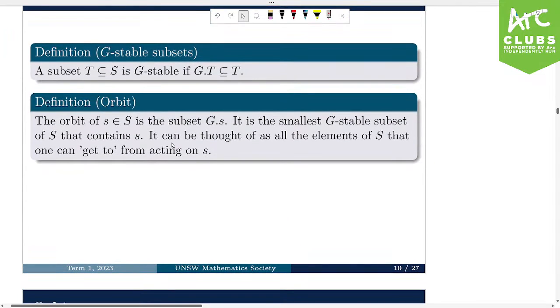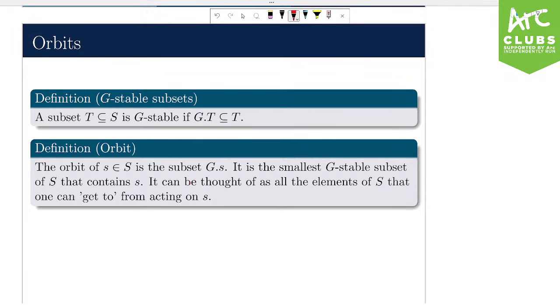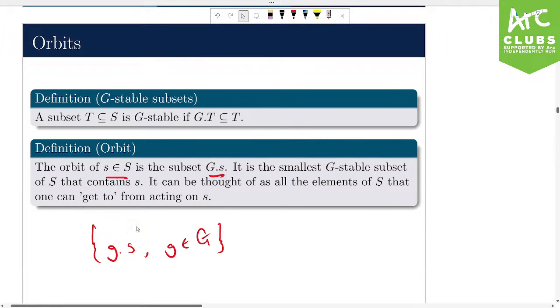And now an orbit of some element s in S is the subset G dot s. So this will be the set g dot s for all g in G. You can think of this as all the elements of S that you can get to by having some elements of G act on it. And it's also the smallest G-stable subset of S that contains s.